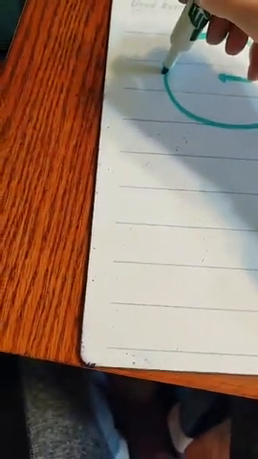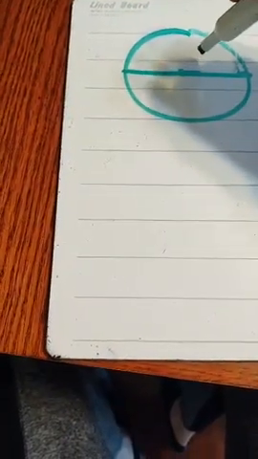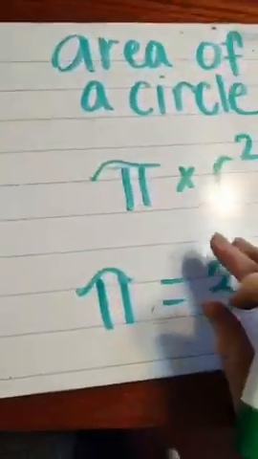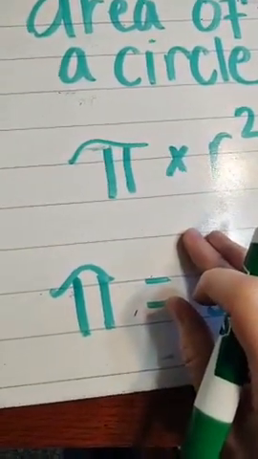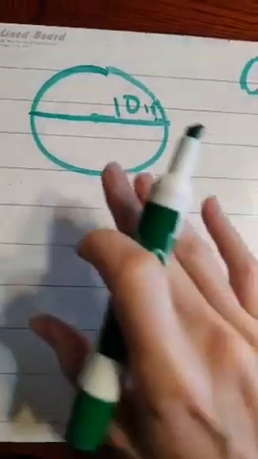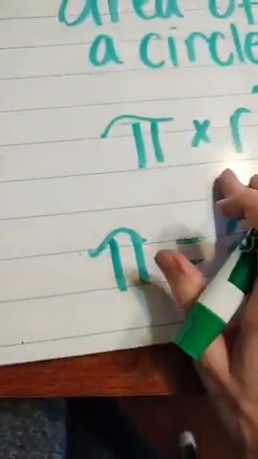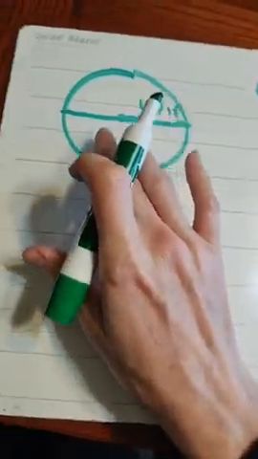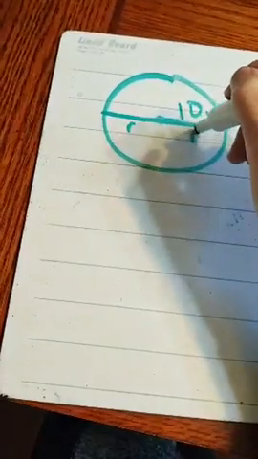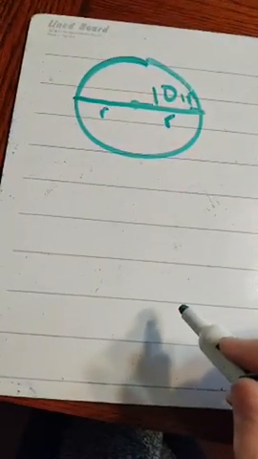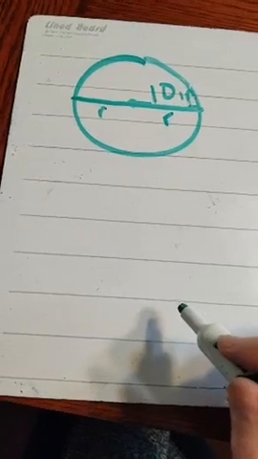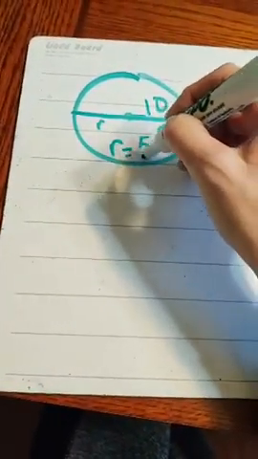Now let's change tracks and try one that has a diameter. I'm going to make my diameter 10 inches. I said we can use the diameter to find out the area, but we can't put it directly into our formula. We need the radius, so we have to figure out the radius first. We divide this by 2 because there are 2 radiuses in this, half and half. 10 divided by 2 is, you got it, 5. We just found out our radius is 5 inches.